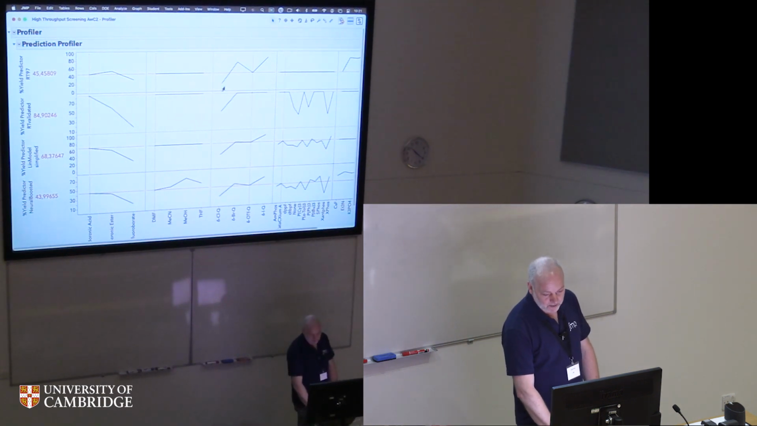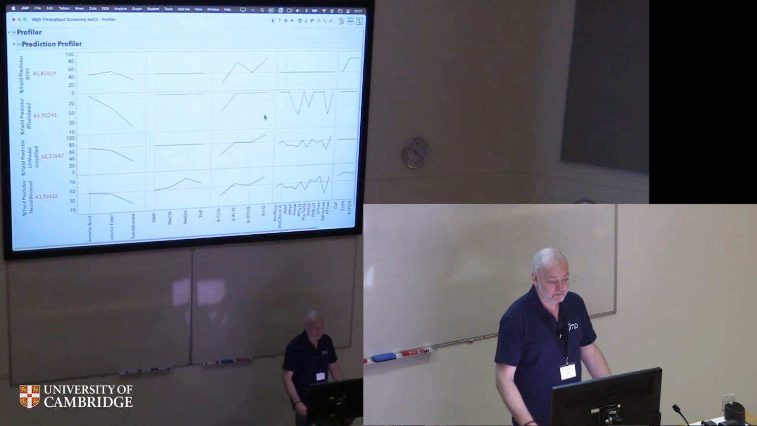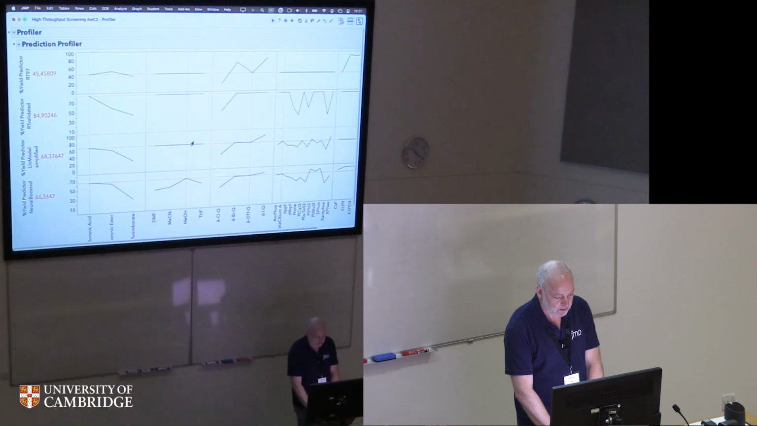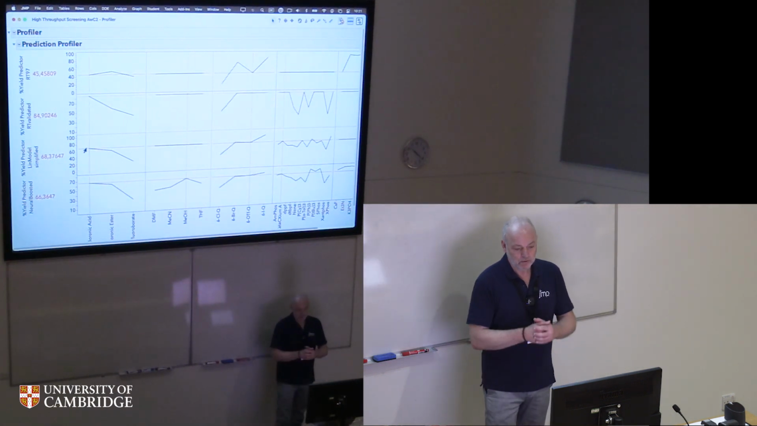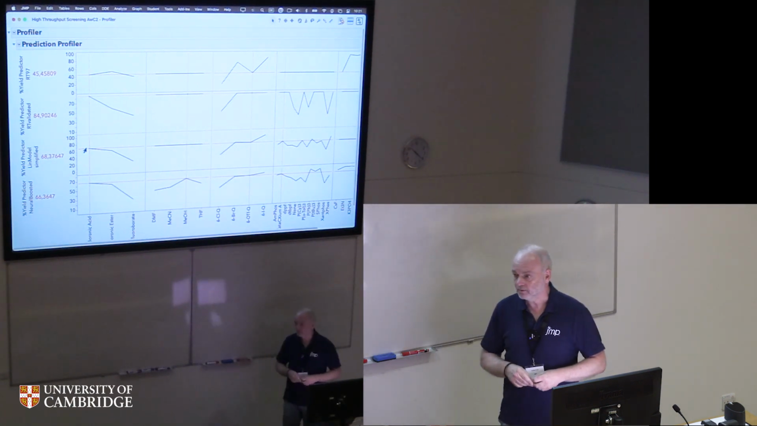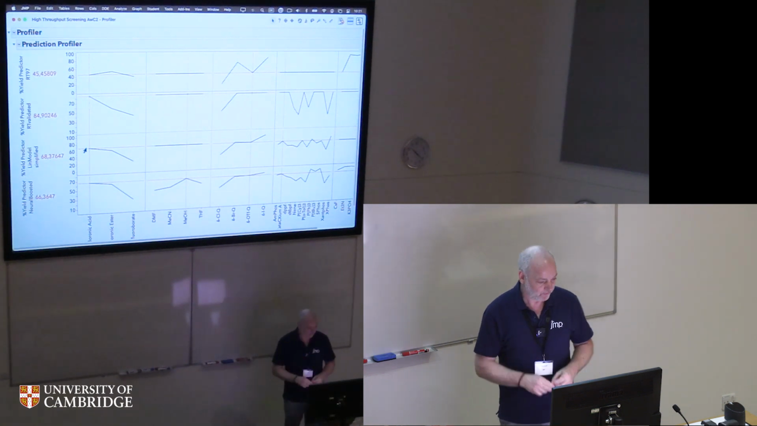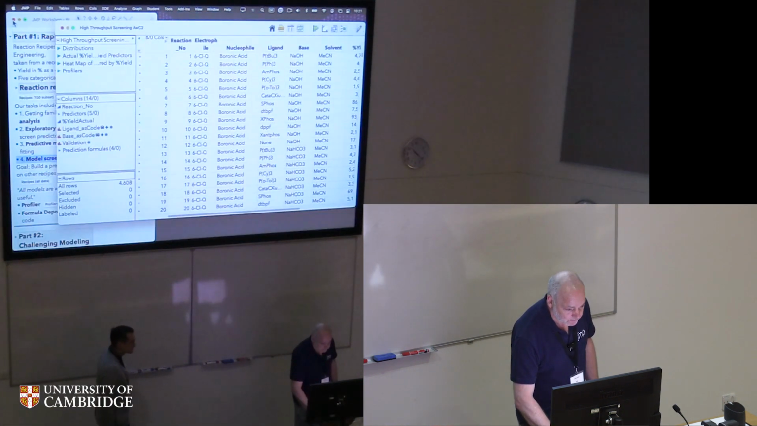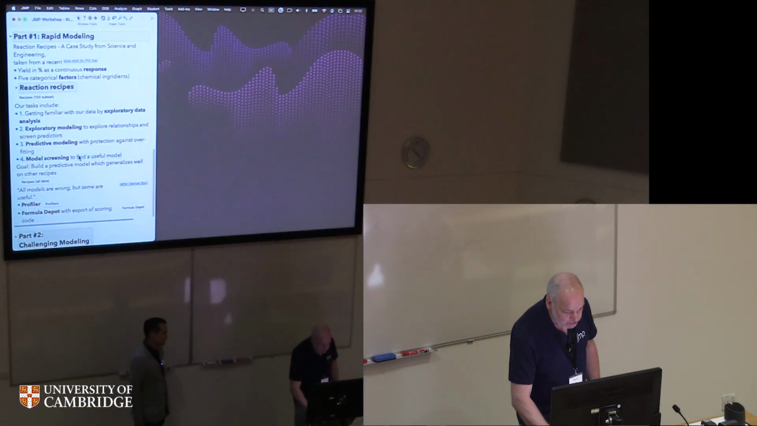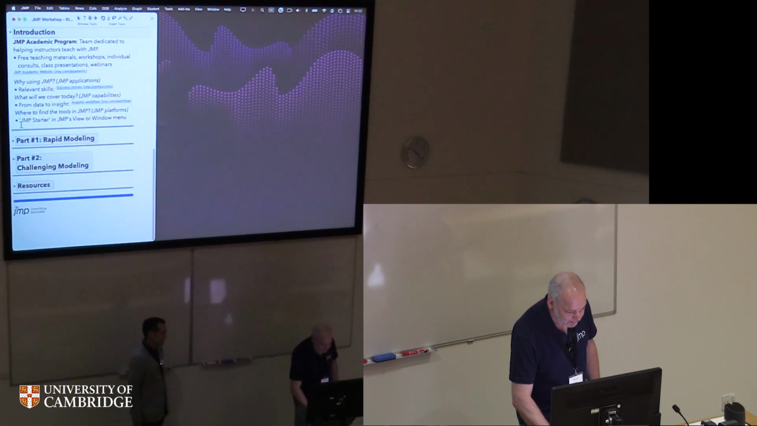So in JMP, the profiler really helps to find the most useful models and also ask questions like, what will happen if we change one factor? What will happen to our response we are concerned about? So that's the end of the first example, and with this I would like to hand over to Phil for another example. And now it becomes really challenging, not just rapid, but challenging.